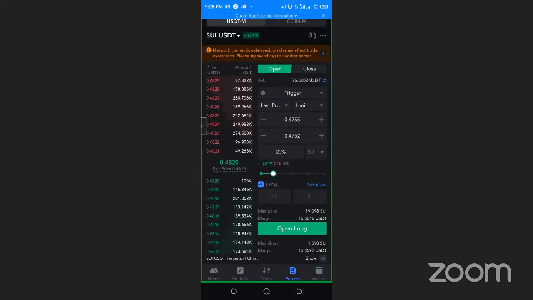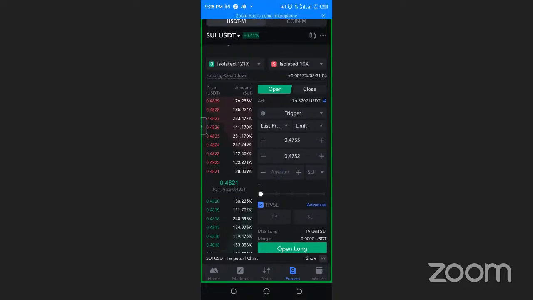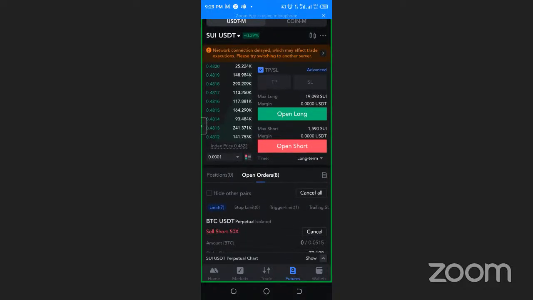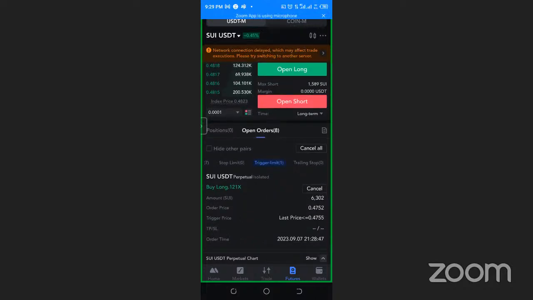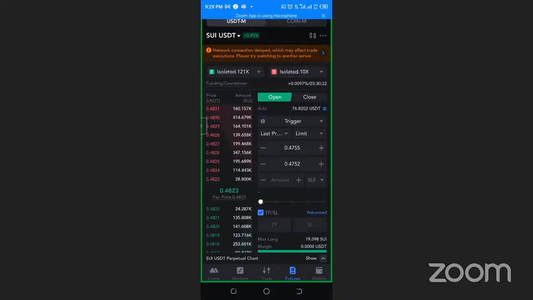Okay, so it's a long, right? I did not even check the leverage. So I have to click on trigger limit to see it, then I have to reset it. I can actually leave it. Okay, nevertheless, let me leave it and set.